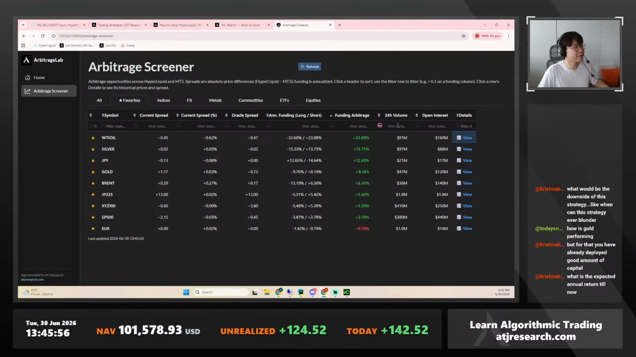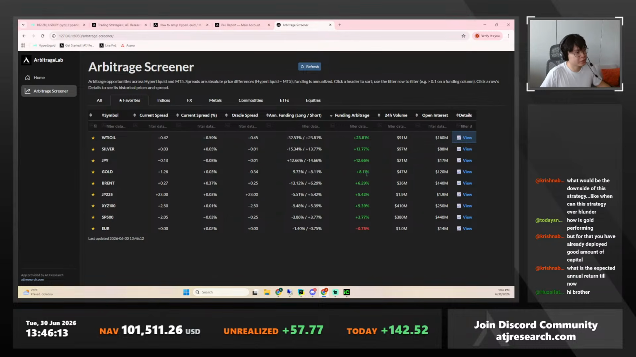So now I'm thinking, okay, silver looks interesting. USD JPY still looks kind of interesting, right? Yesterday I exited my USD JPY trade, but I might be inclined to re-enter that trade. Gold and JPY have similar performance. JPY is much better, as you can see, it's 12% compared to 8%, but gold has much higher liquidity.